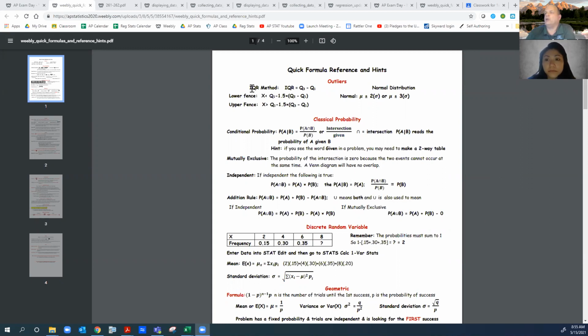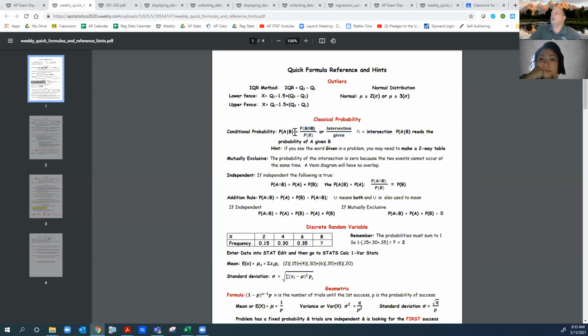So if they say the word IQR or interquartile range, they know that they're referring to this. Otherwise, you're looking for 2 or 3 standard deviations above the mean, and you can use 2 standard deviations above the mean and be fine with that.